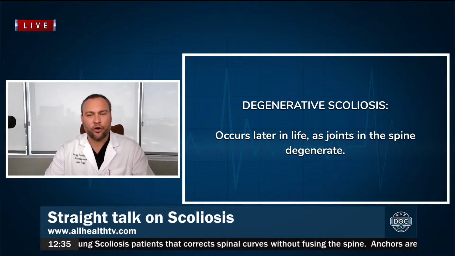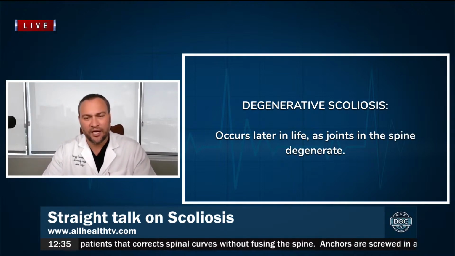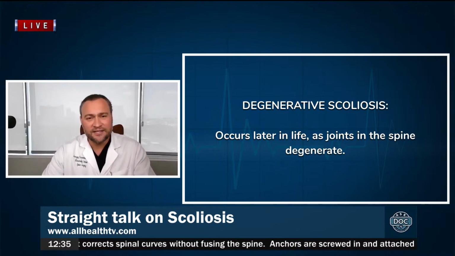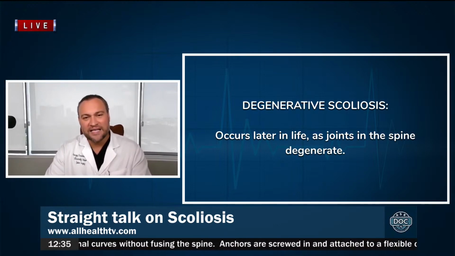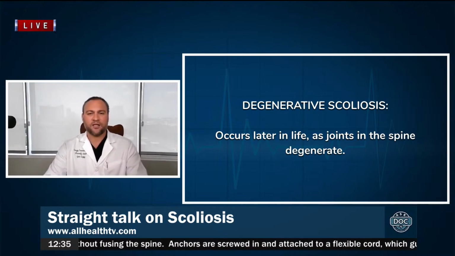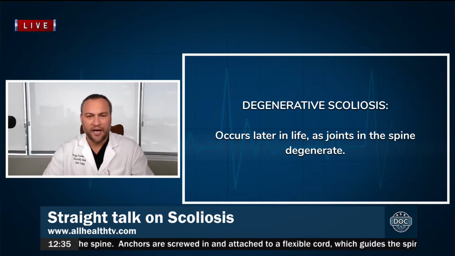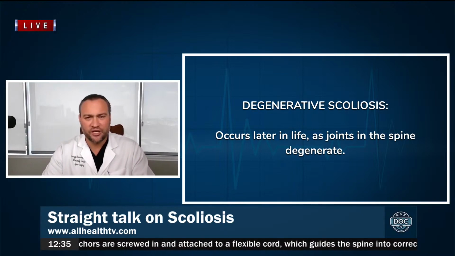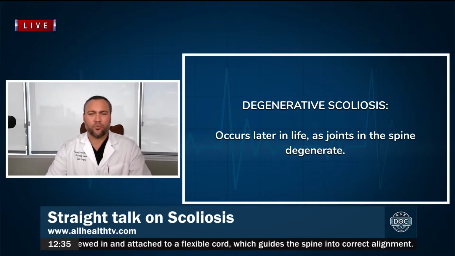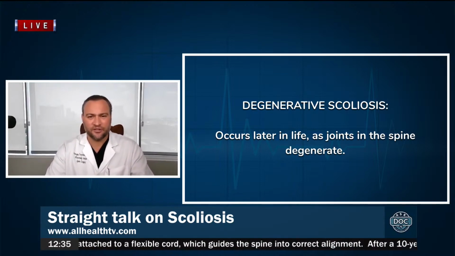Now, that's a type of curve that develops later in life as the discs degenerate asymmetrically. Oftentimes, it begins in the lower back and is frequently associated with back pain as well as significant stiffness.